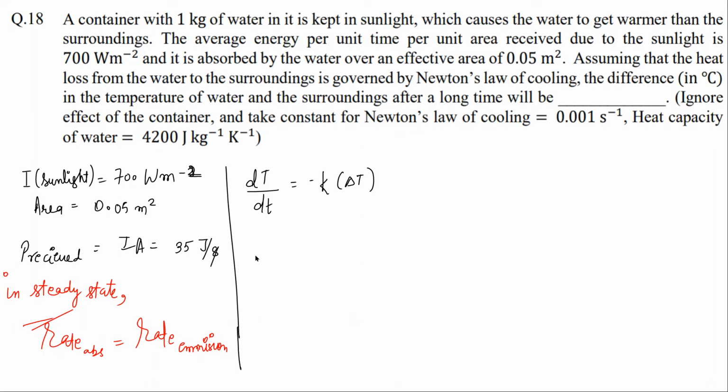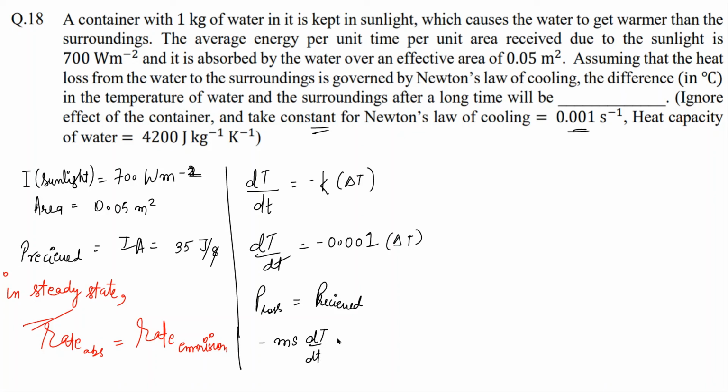Now the constant is 0.001 per second. So dT by dt is minus 0.001 delta T. If the rates are equal, which means power loss equals power received, then minus m s dT by dt, that would be the power loss, equals 35. This is the power received we wrote here.